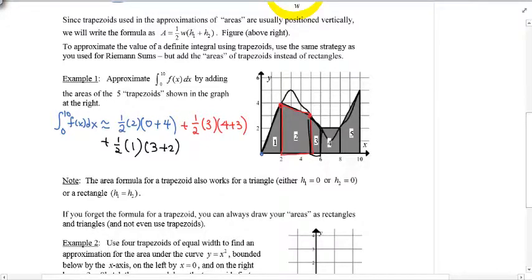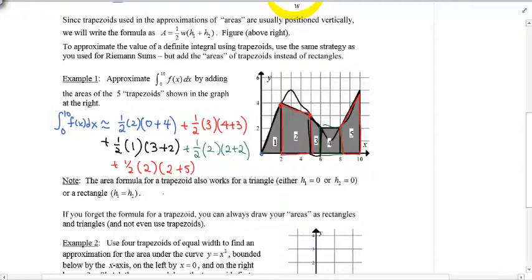Interestingly, number 4, the trapezoid looks like a rectangle. So you could say a rectangle is also a special type of trapezoid, where both the heights on the left and the right are the same. And finally, you have your 5th one here. Width is 2. Two different heights, and there you have it.